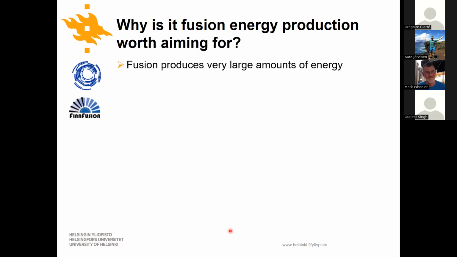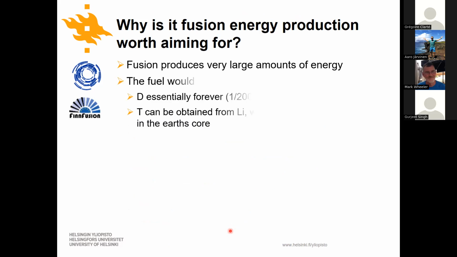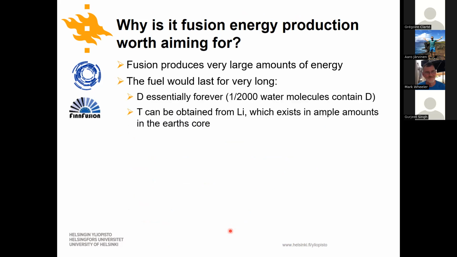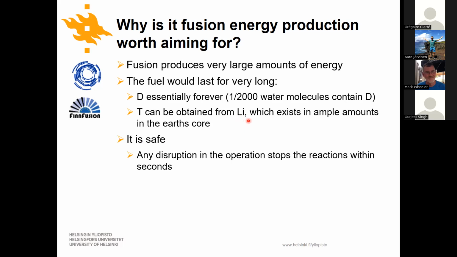Well, then the other question is, why is it worth aiming for when it produces lots of energy? The fuel, deuterium, is very easy to obtain. Regular water you drink from the tap has deuterium in it. Tritium is a bit trickier, but you can obtain it from lithium, which, as you know, is in your mobile phone batteries and so on, and you wouldn't need a lot of lithium to run a fusion reactor.